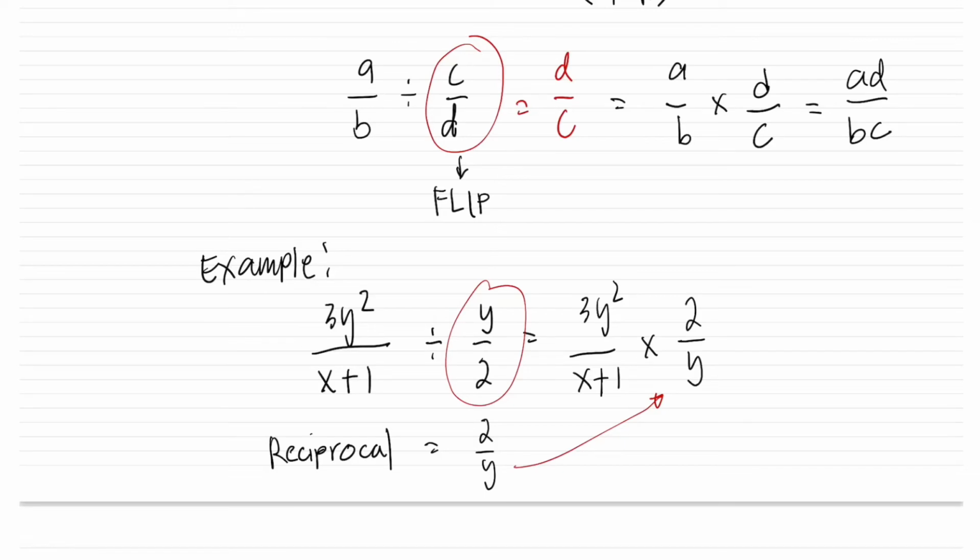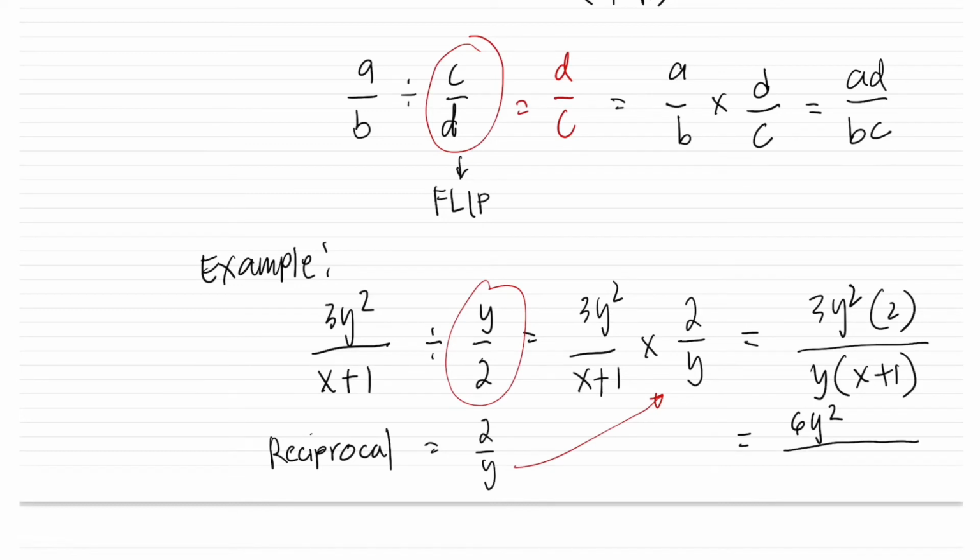Okay, next we simplify. We multiply 3y squared times 2 over y times x plus 1. Then we get rid of the bracket, so we have here 6y squared over yx plus y.